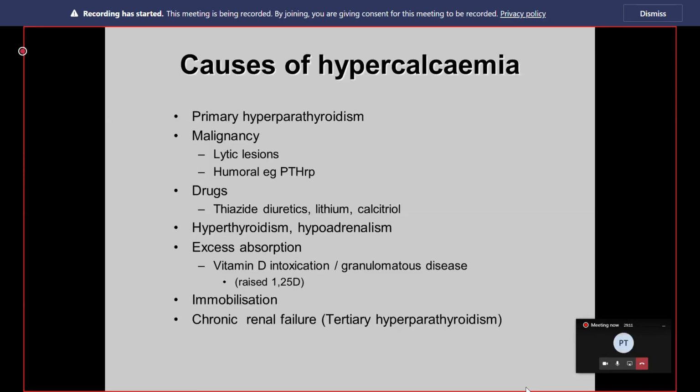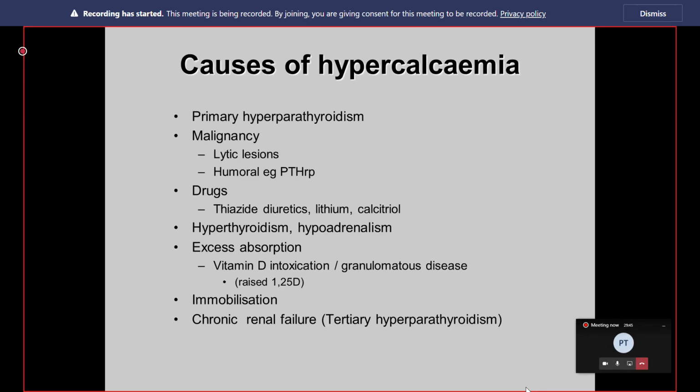Now, the less common causes: endocrine causes, hyperthyroidism and hyperadrenalism, need to be considered. Less common, but sometimes can trip you up. Excess vitamin D absorption. So apart from calcitriol, vitamin D itself, if taken in large doses, can cause hypercalcemia, and also granulomatous diseases such as sarcoidosis need to be considered.